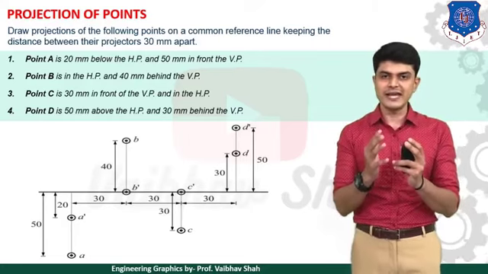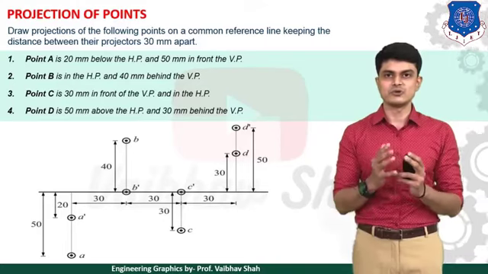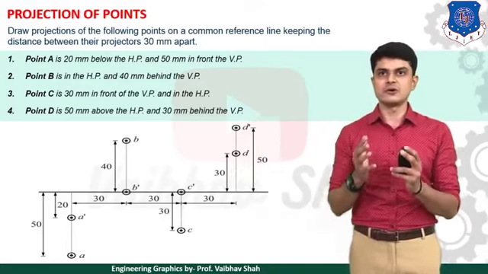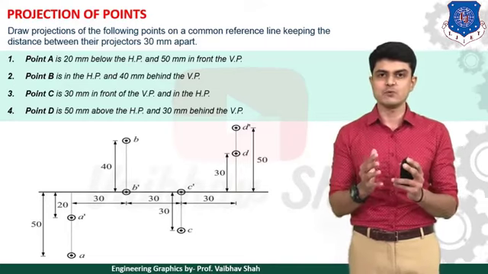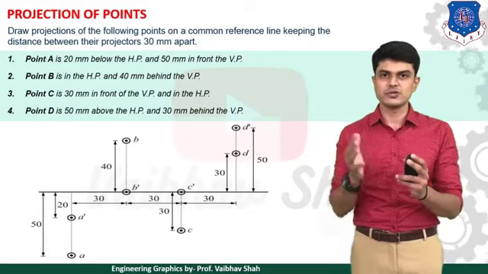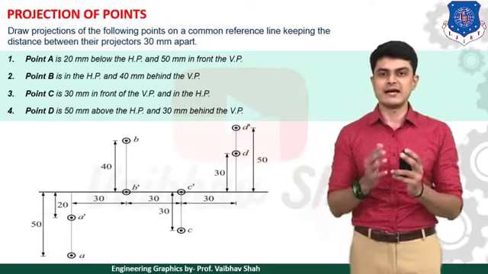So whenever your point is on HP or in HP, your answer would be lying on the XY line itself. So your point B dash would be on the XY line itself, as you can see. And it is 40 mm behind VP. So behind means what? Above the XY line. So your answer would be the without-dash point above the XY line. So your point B would be 40 mm above the XY line. So this is your final answer.